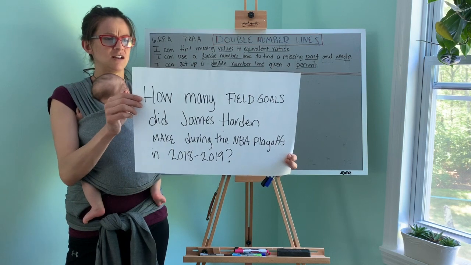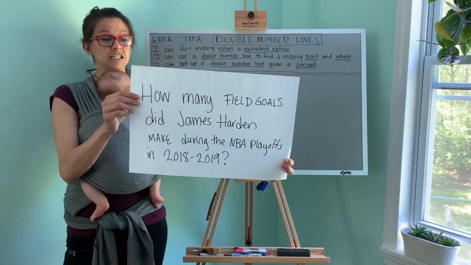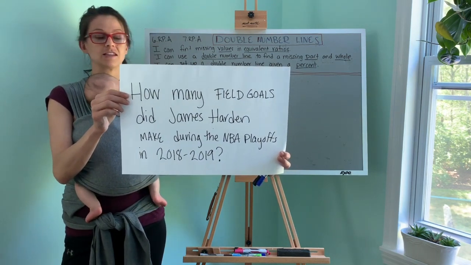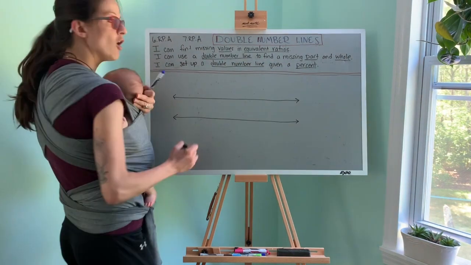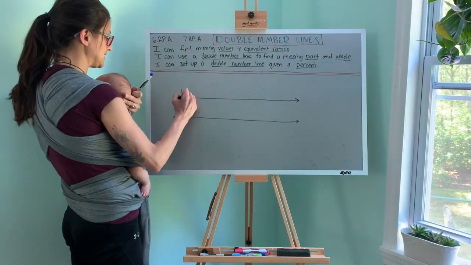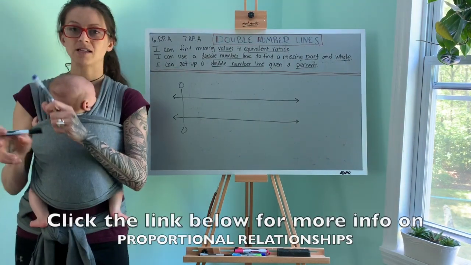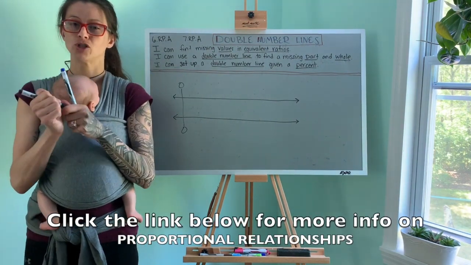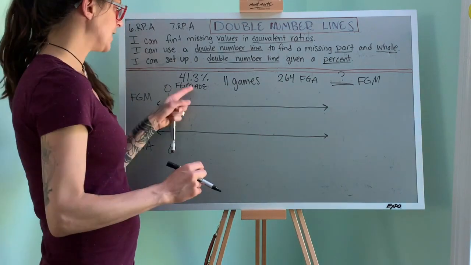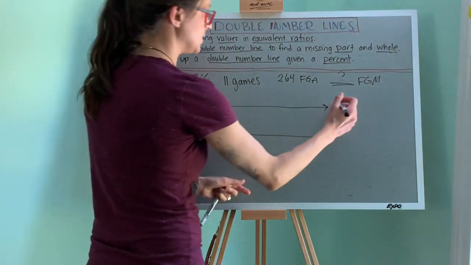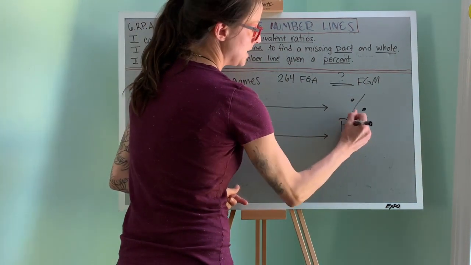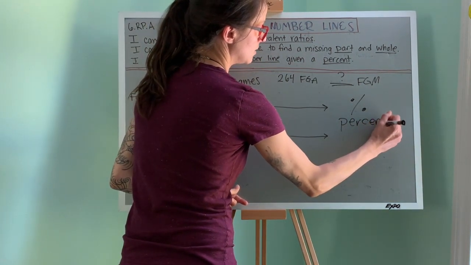Using this information, how many field goals did James Harden make during the NBA playoffs in 2018-2019? All double number lines have to start at 0, 0 because double number lines can only represent proportional relationships. I know 41.3% is significant because percent means out of 100.